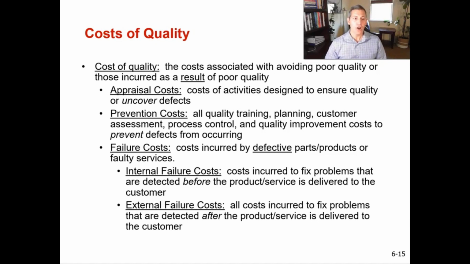Prevention costs are all of the quality training, planning, customer assessment, process control, and quality improvement costs to prevent defects from occurring. So really this is working on the improvement of your manufacturing processes, training your workers, quality engineering, putting statistical process control measures in place, creating poka-yokes, which we'll talk about in chapter 16, essentially foolproofing your processes so that people can't make errors. These are all prevention costs so that you don't ever have a problem in the first place.